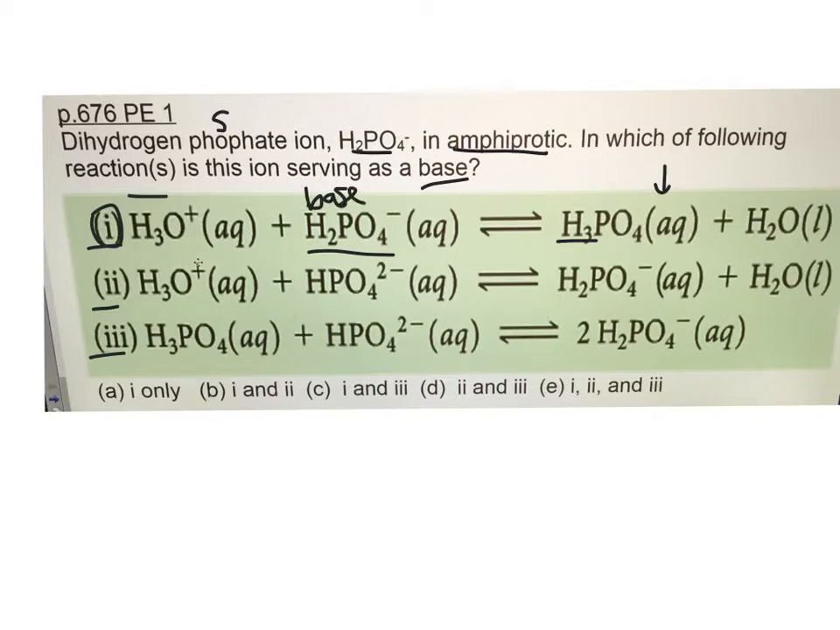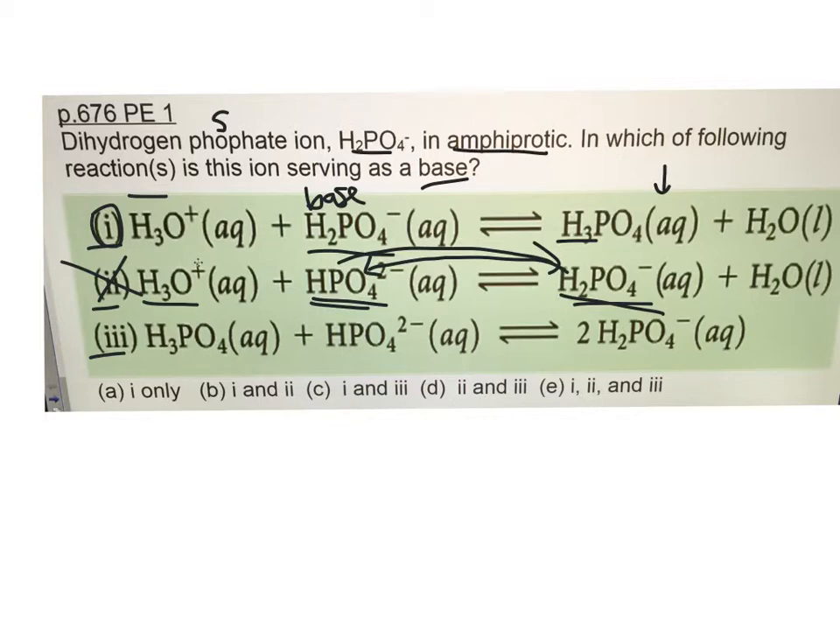Now let's look at number two. I don't see H2PO4 on this side. I see it on this side. So here, HPO4 is accepting it, so this would be a base. This would be a conjugate acid going back this way. So it doesn't play out at all here. H2PO4 is not even on this side.